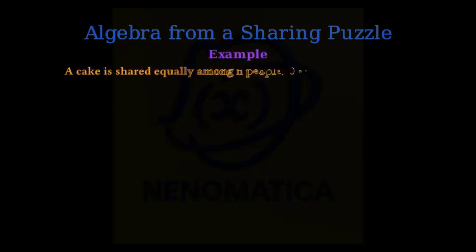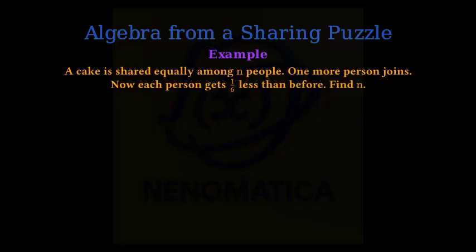In this example, we solve a classic fair sharing puzzle using algebra. A cake was divided equally among some people. Then one more person joined, and the cake was divided again. At this stage, each person received 1/6 less cake than before. How many people were there at the beginning? Each person receives a slice worth 1 over n of the cake. After one more person joins, each share becomes 1 over (n plus 1).